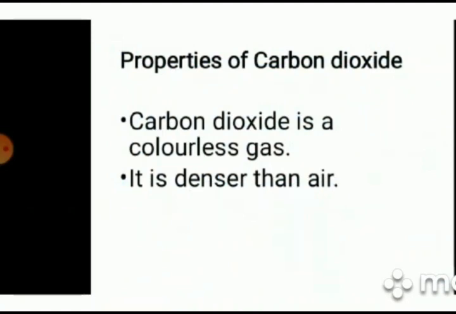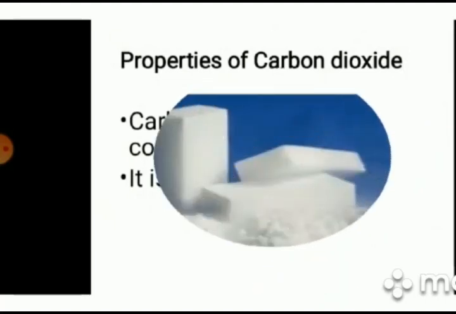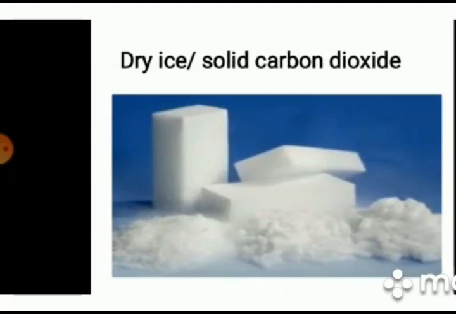Carbon dioxide is a colorless gas, means it has no color. Secondly, it is denser than air. How can we check it out? Solid carbon dioxide is known as dry ice, which has white color. Whenever solid carbon dioxide is heated, it does not melt, but sublimes, means forms the gas.